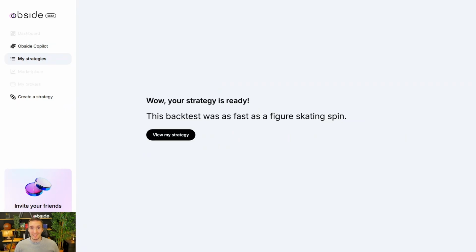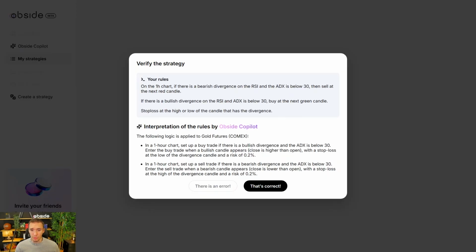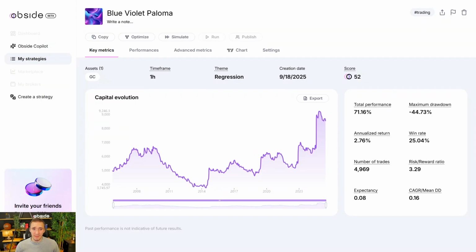All right, the backtest is finished. Let's see what we got. Okay, here are the rules that Upside coded. It's all good. We can see that it's not that great of a strategy. Over the last 20 years, the total return would have been 71% for a max drawdown of almost 45%. So the annualized return is barely 3%, which is not worth trading then.